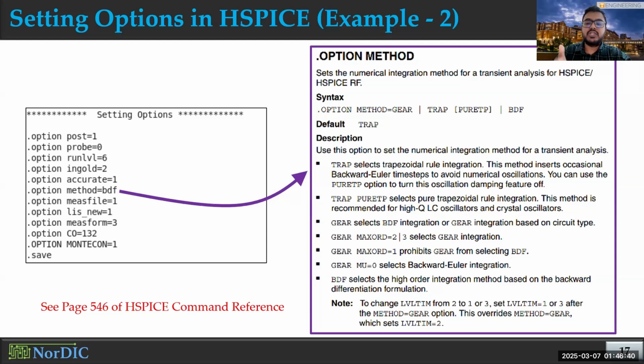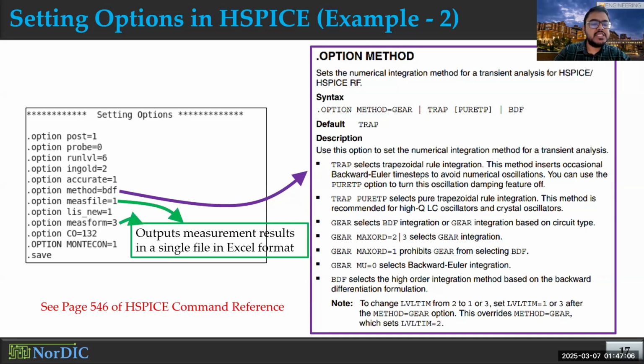If you put method equal to gear, it can switch between the trap and BDF methods based on the circuit that is simulated. And BDF means the backward differentiation formula method for integration. That's what we typically use, which is why you can see method equal BDF here, and you can again change this method option depending on the circuits that you want to work on.